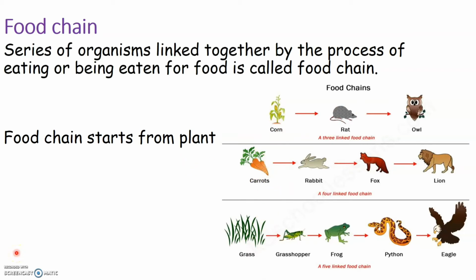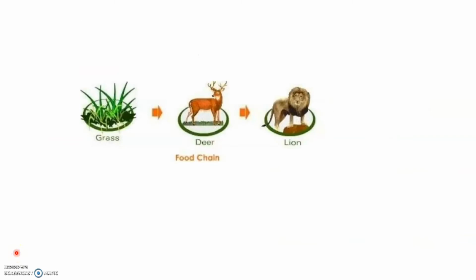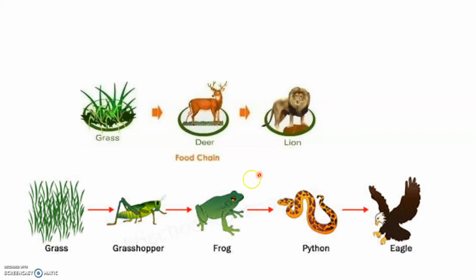Now, let us see a few more examples of food chain. Now, look into this picture here. Here we see grass is eaten by deer, deer is eaten by a lion. In the same way, in this next food chain, we see grass is eaten by grasshopper, and grasshopper is eaten by a frog, frog is eaten by a snake, and snakes are eaten by eagle. So here in both these examples of food chain, we see that it starts with a plant. So always remember, food chain starts with a plant.